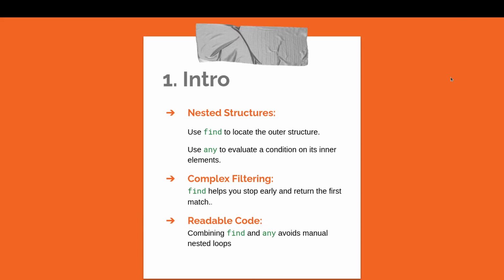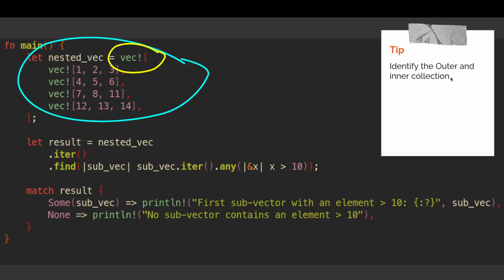So we're going to use some nested structures. We're going to use find to locate the outer structure, and then we're going to use any to evaluate a condition on the inner elements. Find helps you stop early and return the first match. Combining find and any avoids manual nested loops.